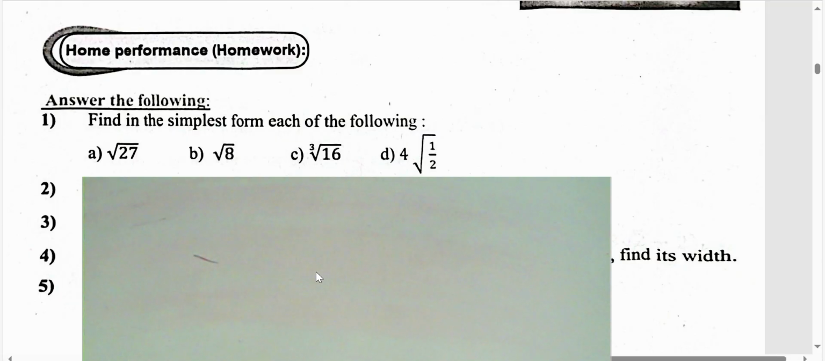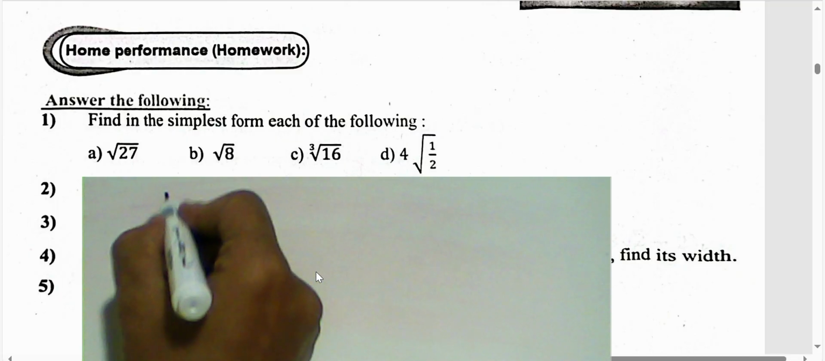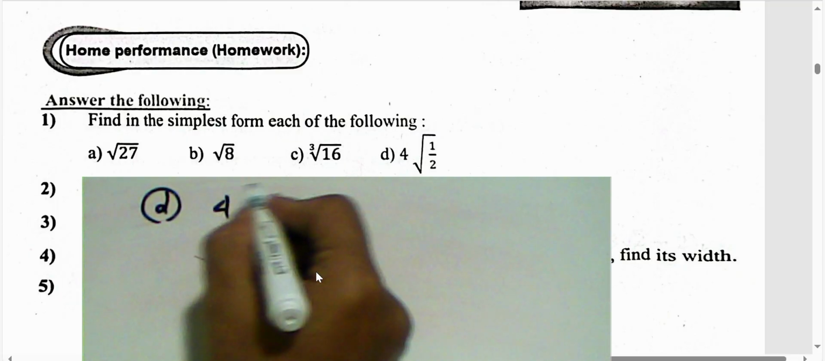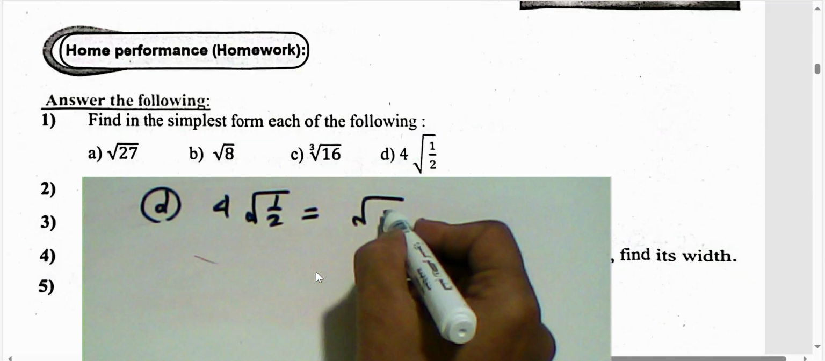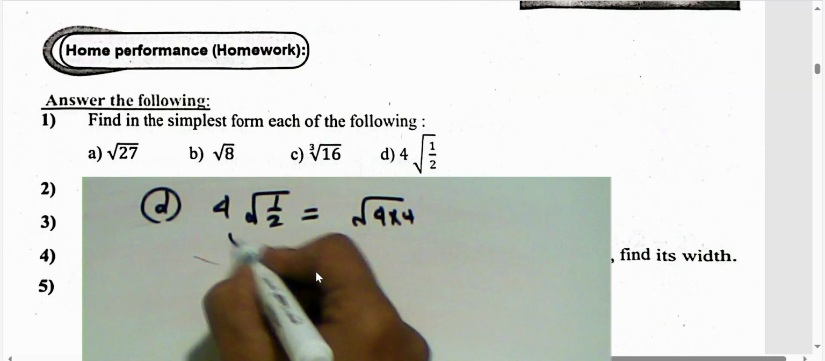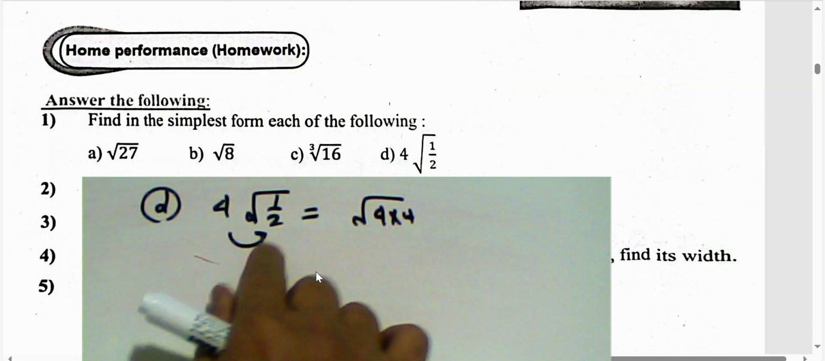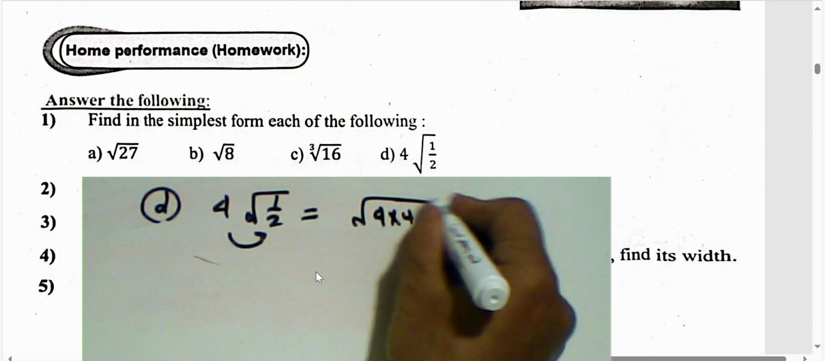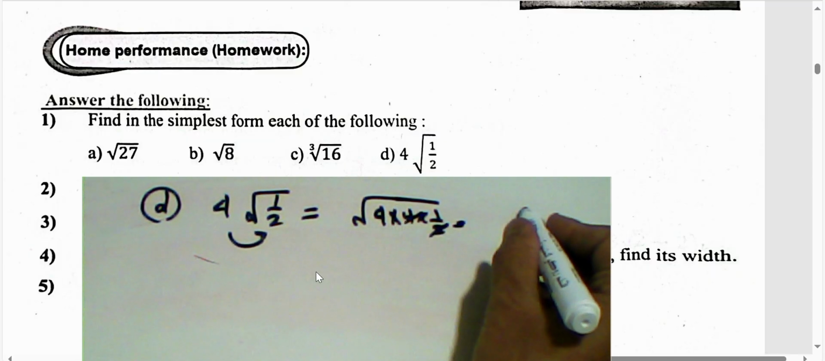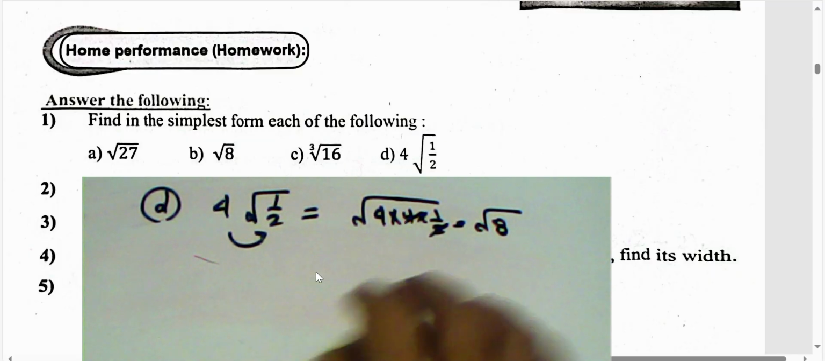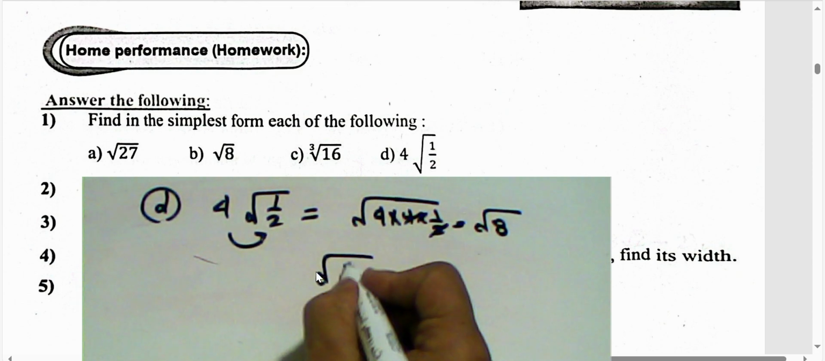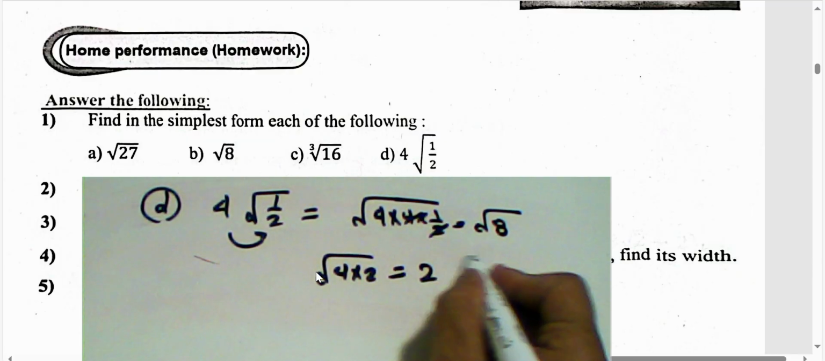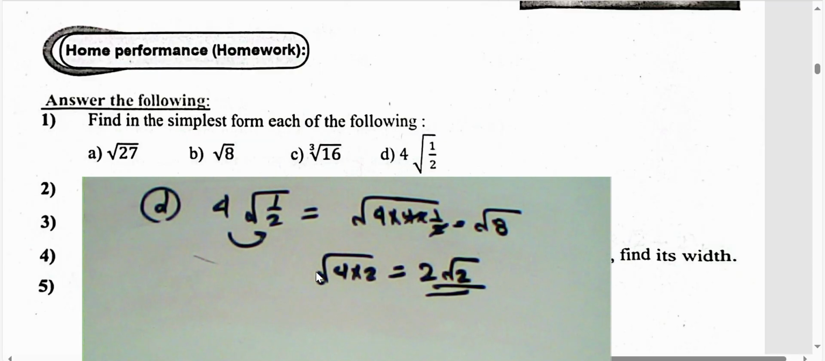Next question, now letter D. We have 4 product by square root of half. We must write 4 under this square root. By product 4 by itself, we write 4 times 4 times half. And 4 times 4 divided by 2 equals 8. And square root of 8, we know 8 equals 4 times 2. Square root of 4 equals 2. Then the answer will be 2 root 2 in the simplest form.